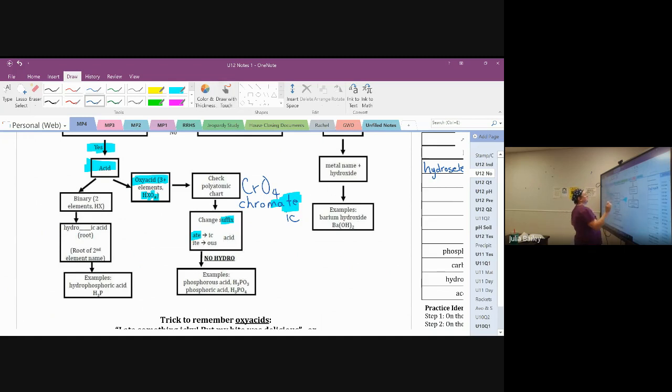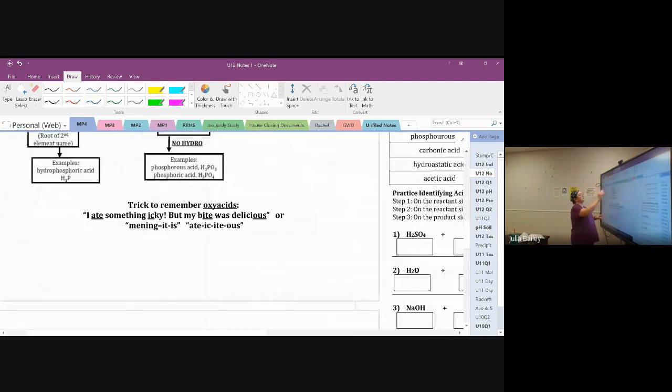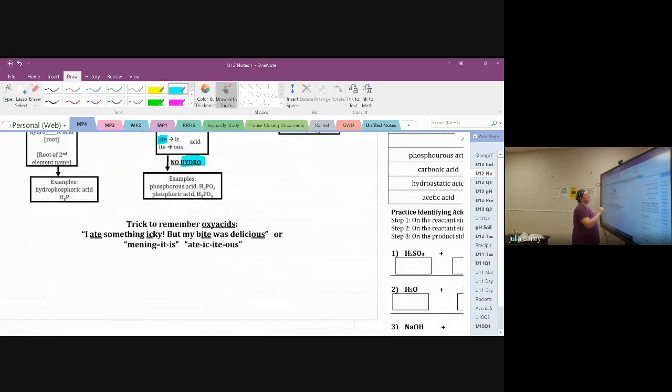So my answer over here is just chromic acid. Please note, for an oxyacid, we do not use hydro. There's no hydro on an oxyacid.